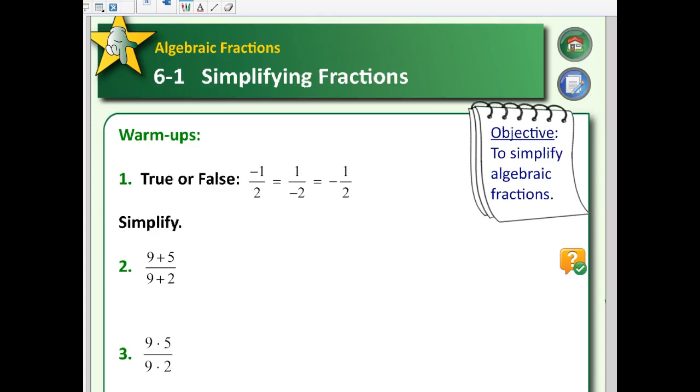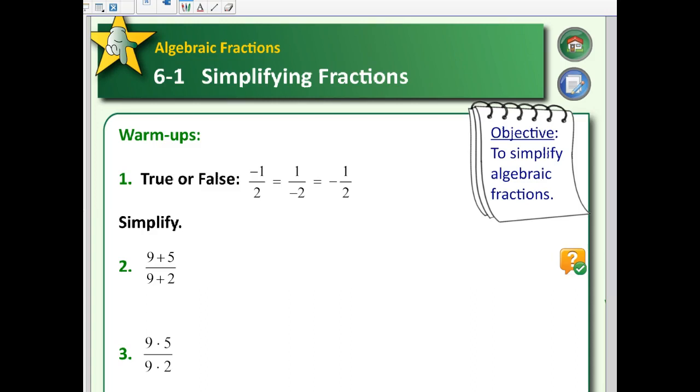All right, class, we're going to start Chapter 6 today. And Chapter 6 has to do with fractions. So we're going to simplify fractions. A lot of the basic math we learned back in elementary school with fractions holds true, but I just wanted to remind you about a few things before we get started.